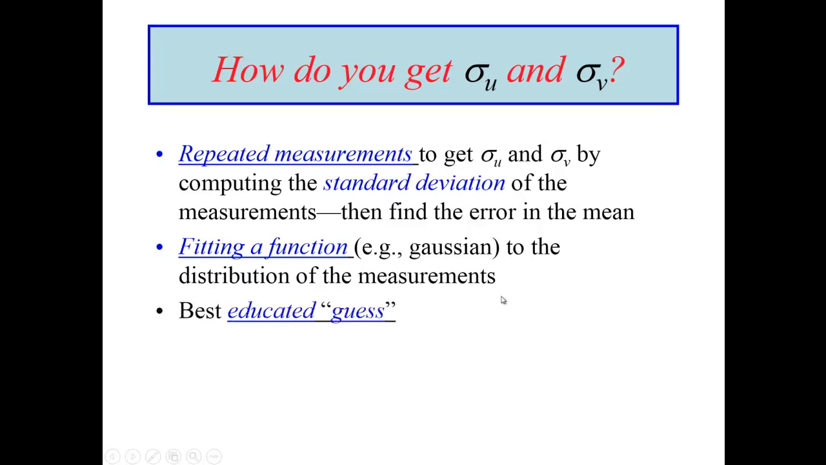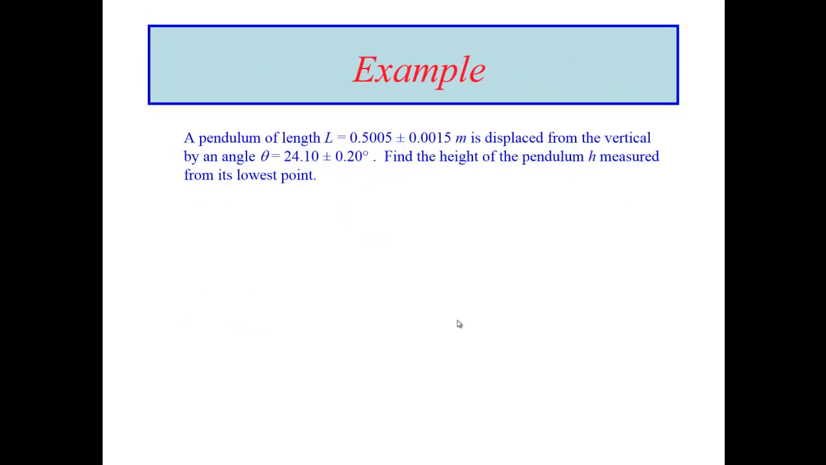And then sometimes, particularly if we're only able to make a single measurement of u or v, we may just have to make an educated guess to assign the error, and that will often depend on the technique that we're using to do the measurement and the measuring instrument itself.